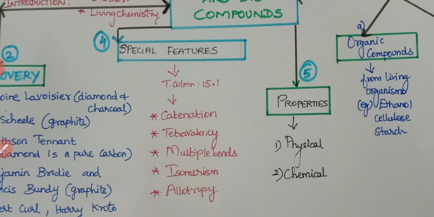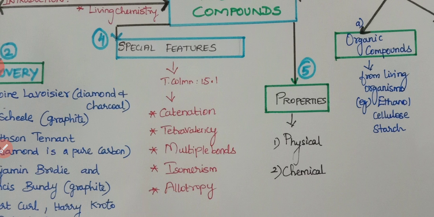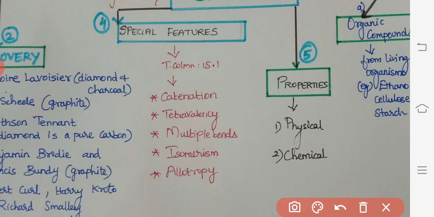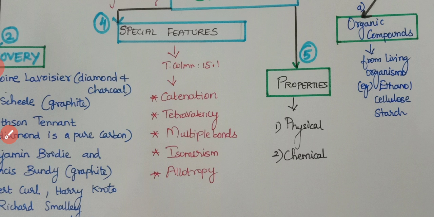In brief, we will see the special features of carbon compounds that are given in the tabular column, page number 174. The special features are catenation, tetravalency, multiple bonds, isomerism and allotropy. These are the special features of carbon compounds. And the fifth one we are going to discuss is the properties of carbon, that is physical properties and chemical properties, by seeing the book.